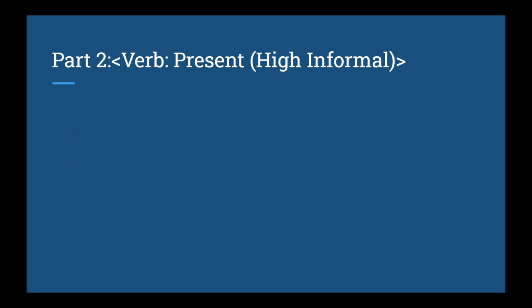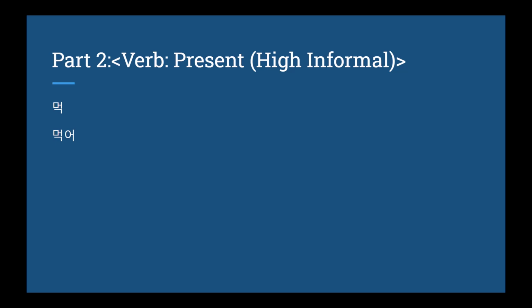Alright, let's talk about the high informal now. All you do is you take the low informal conjugation that we just learned, and you add 요 at the end. So 먹다 again, 먹 is the stem, 먹어 is the low informal, and we add 요 at the end, 먹어요. 들어보, 들어봐, and then 들어봐요. Same thing for 살다. 살, the stem, 살아, the low informal, and then the high informal, 살아요.